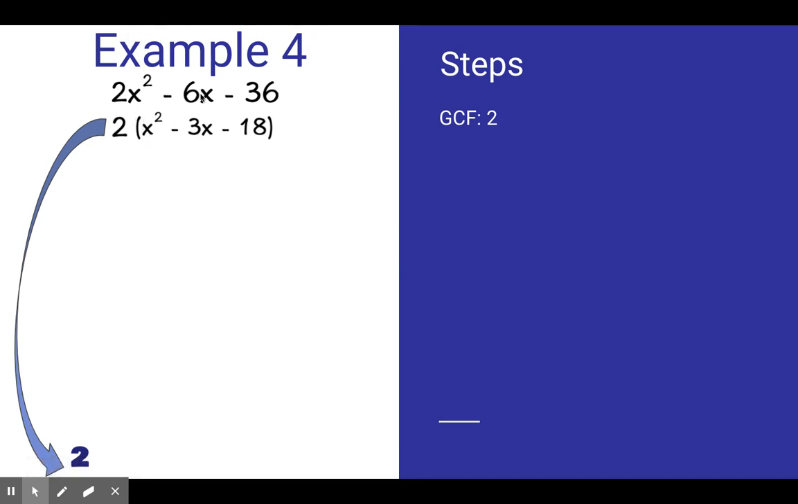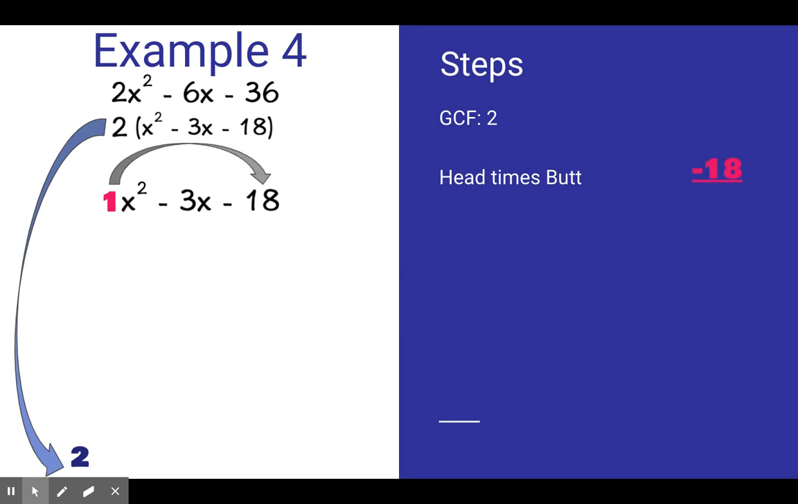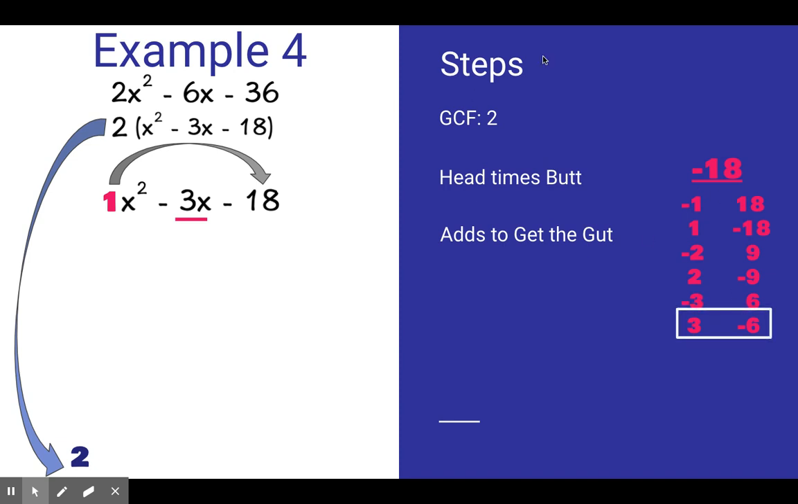Okay, so now I'm just focused on the x squared minus 3x minus 18 portion here. And I'm once again going to do head times butt. So my head is now 1 because I took out that 2. So I want factors of negative 18 that add to give me negative 3. So I'm going to list out all my factors of negative 18. Once again, I just have to have one of them be negative. And I want one that gives me negative 3, which would be 3 and negative 6. Those add to give me negative 3 and multiply to give me negative 18. So I'm going to go ahead and split up my middle terms there into negative 6x and 3x.